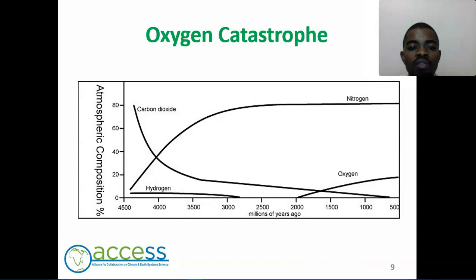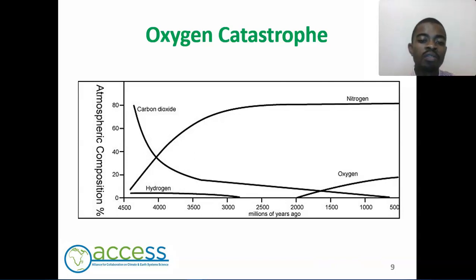So in this graph that we can see right here, on the x-axis, we have time in millions of years ago, going from the right-hand side, 500 million years ago, to the left-hand side, 4,500 million years ago. And on the y-axis, we have atmospheric composition, from 0 to 80%. So moving from the past towards the future, that is left to right, we see that there was a gradual increase in nitrogen coupled with a decrease in carbon dioxide and a decrease in hydrogen. Well, from about 2,000 million years ago, or 2 billion years ago, there was an increase of oxygen.